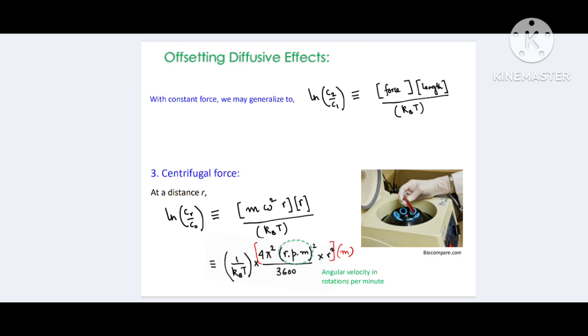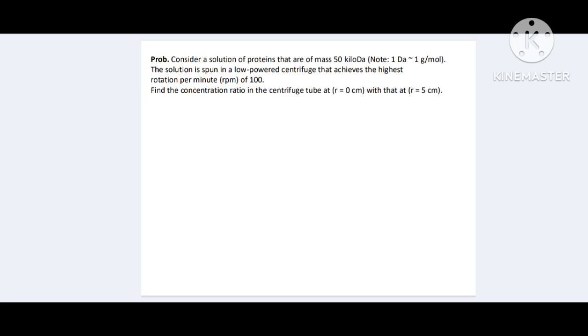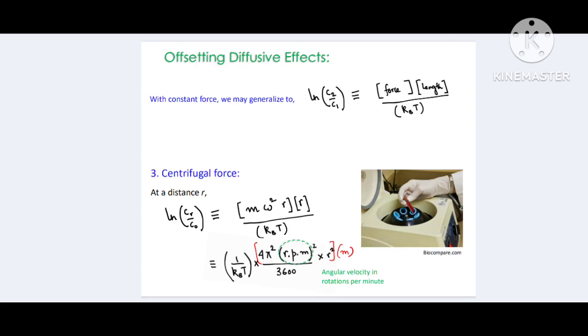Let me dictate a problem to you. Okay, can you see the problem? So consider a solution of proteins that are of mass 50 kilodaltons. When you look at proteins or any biological complexes for that matter, whether it's a ribosome or a protein-nucleic acid complex, the typical masses are provided in daltons. For all operational purposes, 1 dalton is roughly 1 gram per mole. It's approximately 1 gram per mole.